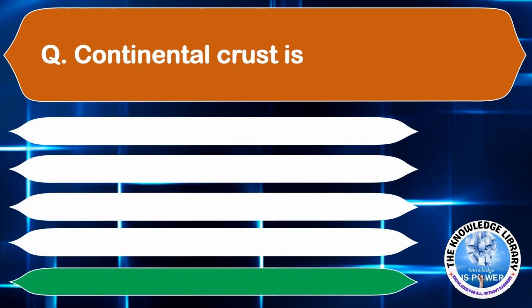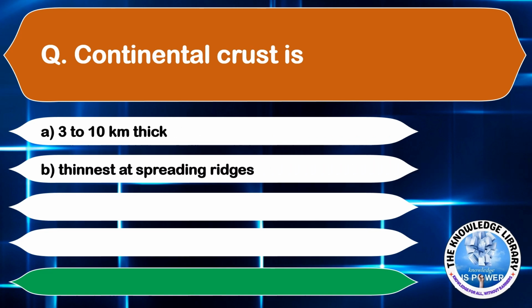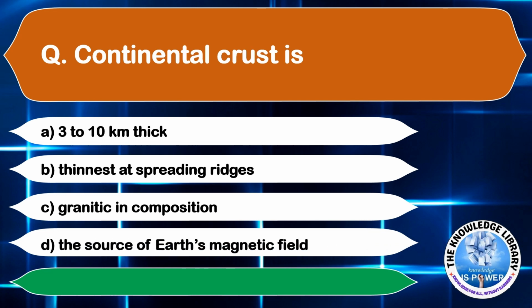Continental crust is option A, 3 to 10 kilometers thick. Option B, thinnest at spreading ridges. Option C, granitic in composition. And option D, the source of Earth's magnetic field. The correct answer is option B, thinnest at spreading points.